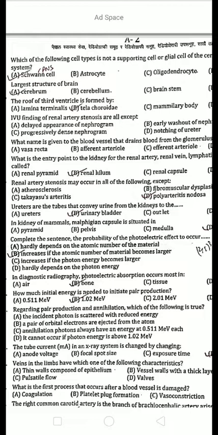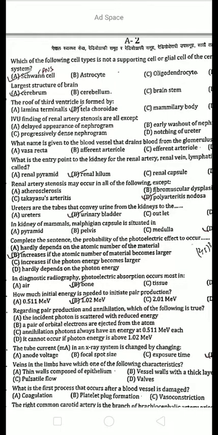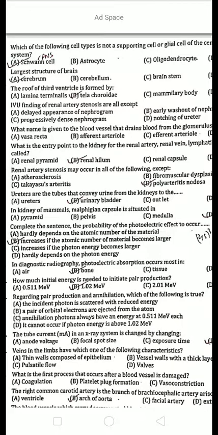Largest structure of the brain, cerebrum. A very simple question. Then the roof of the third ventricle is formed by the tela choroidea, the correct answer is B. The roof means the superior part of the ventricle. The third ventricle has a tela choroidea.